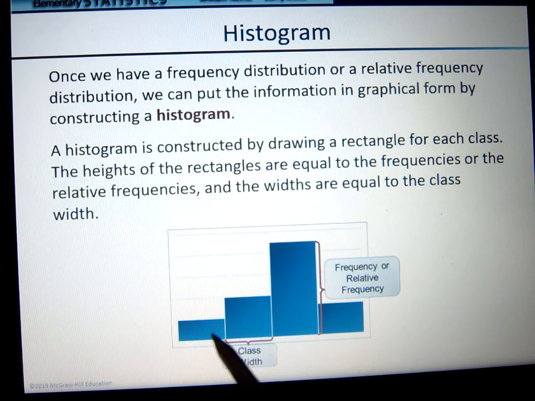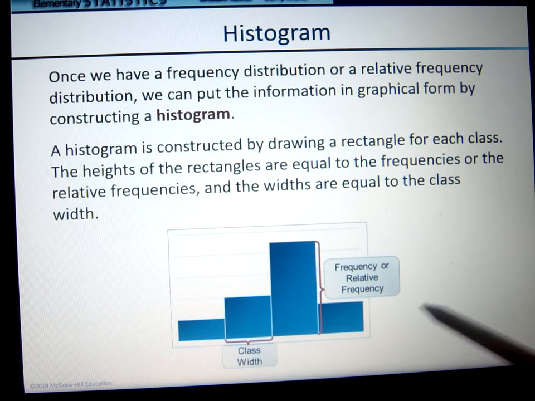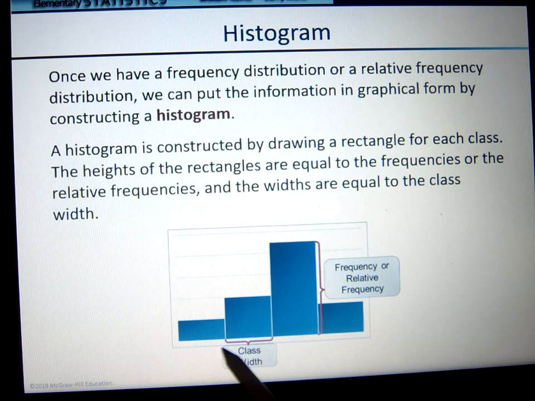The bars on a histogram touch. Why? Because it's a continuous interval across. There should be no gaps unless there is no data in one of the classes. Sometimes you'll have gaps then, but you're not just going to have a gap for the sake of having a gap. Alright, so here we're going to take our class width.